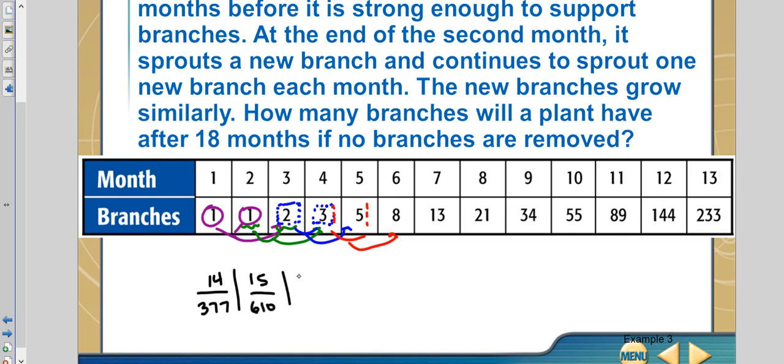And then we take month 16, and we'd combine these 2 months now. So that would be 987, I'm sorry. And then we continue on. So month 17, we would take these two, and we would add it together, and I'm getting 1597.